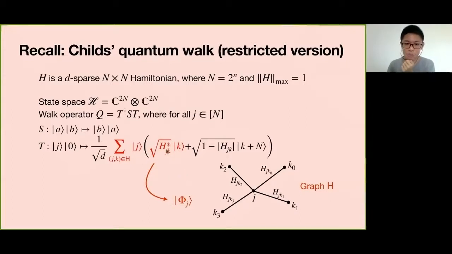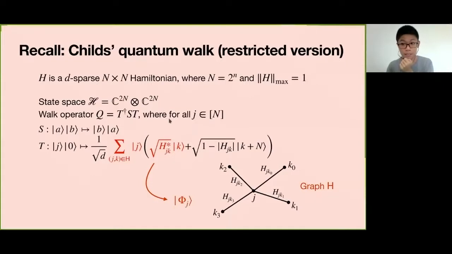Now let's see what this unnormalized state is. Here we will call it the good part. So in the classical case, if H is a transition matrix of a Markov chain, then it has an underlying graph that is using H as an adjacency matrix of a graph.